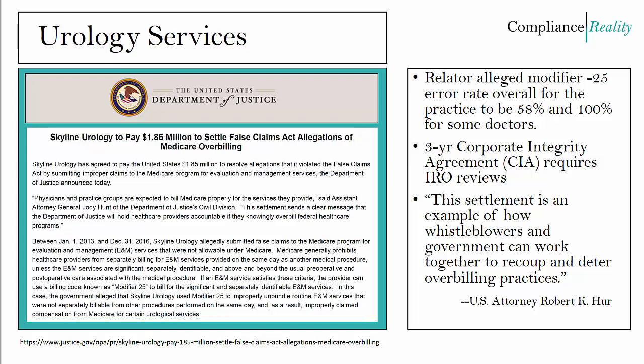Now, the CIAs also have all sorts of compliance program requirements, things like you have to have a compliance officer, you have to have policies and procedures in place, you have to train, you have to do all these things, sometimes certifications, auditing and monitoring, that sort of thing. The one I wanted to point out, though, was this additional burden that the CIA requires the practice to engage an independent review organization to do these reviews. And the U.S. attorney involved in this case said, this settlement is an example of how whistleblowers and government can work together to recoup and deter overbilling practices.